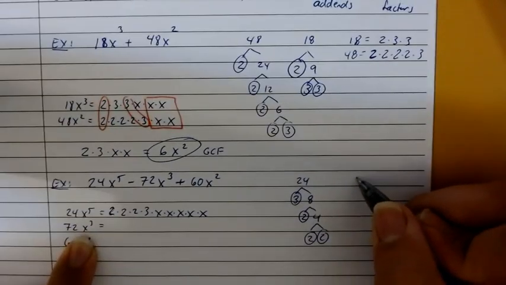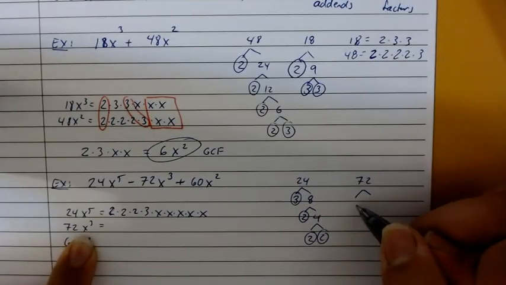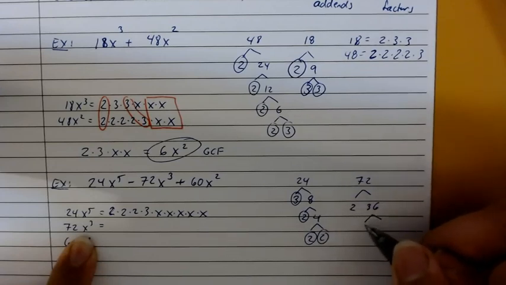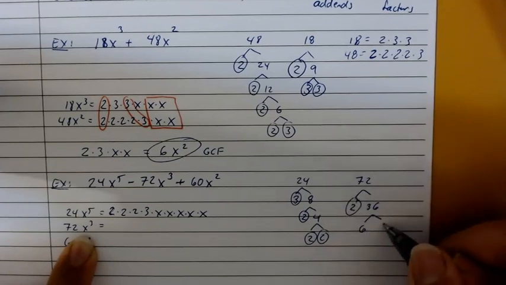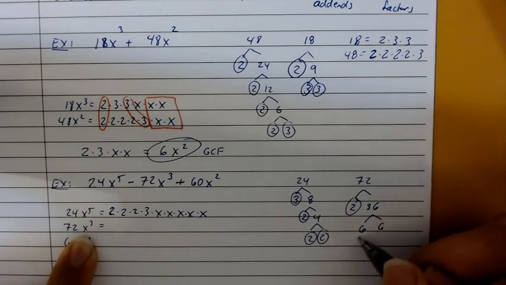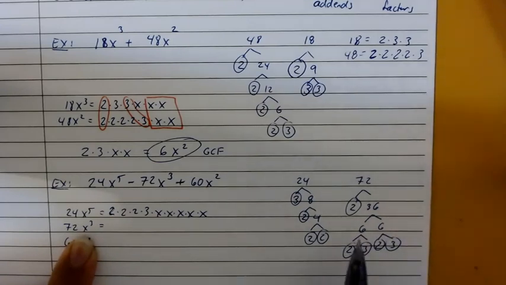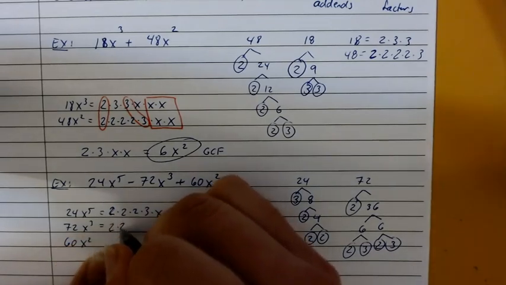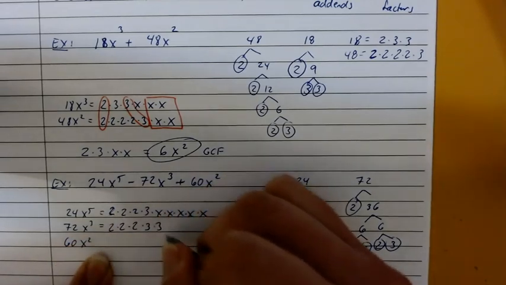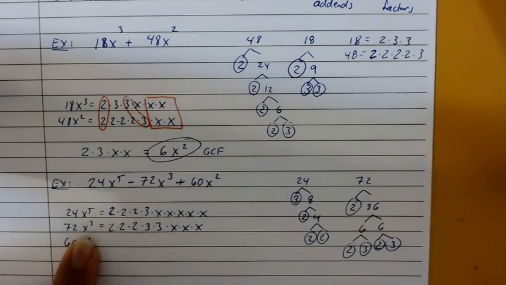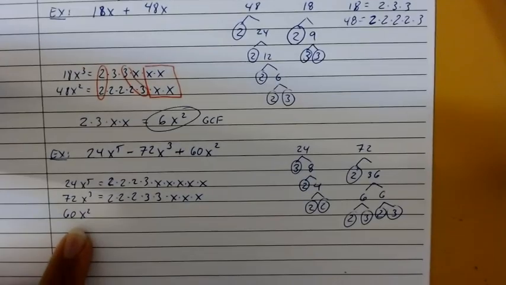All right. And then I can move on to the next one. 72. Let's see, 72 is 2 and 36. 36 is 6 times 6, and then each of those 6's can be factored as 2 times 3. So that's 2 times 2 times 2 times 3 times 3. And then x to the 3rd means 3 copies of x multiplied together.